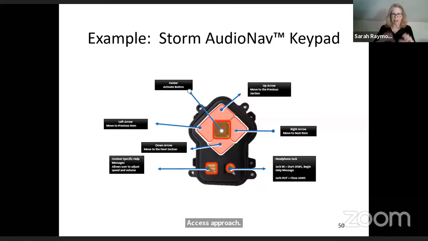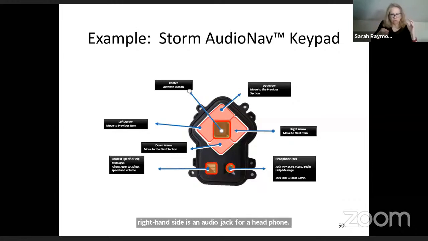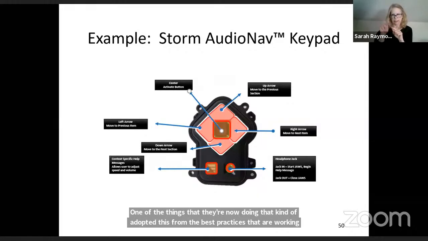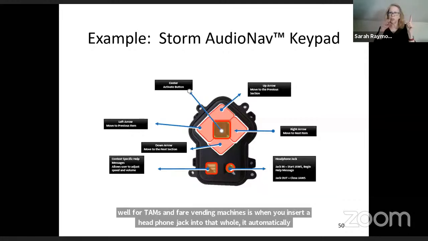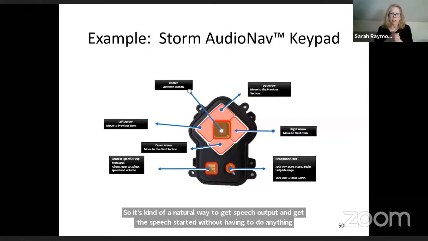And then the other 2 features I'll mention are context-specific help messages on the left, which is offset and below the keypad, and on the right-hand side is an audio jack for a headphone. One of the things they're now doing, adopted from the best practices that are working well for ATMs and fair vending machines, is that when you insert a headphone jack into that hole, it automatically activates the speech mode. So it's a natural way to get speech output started without having to do anything in particular to initiate the speech mode.